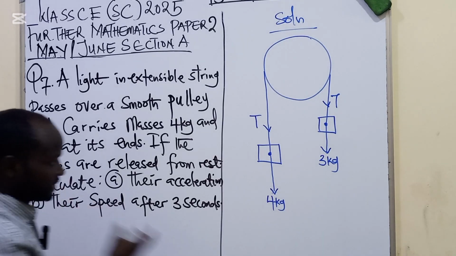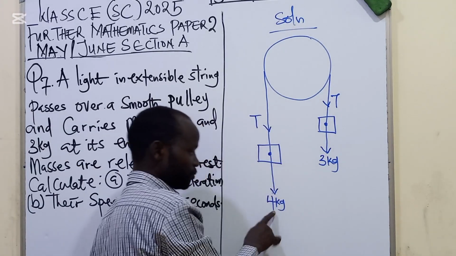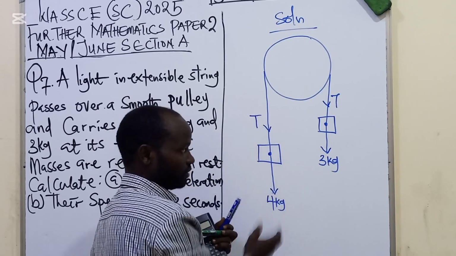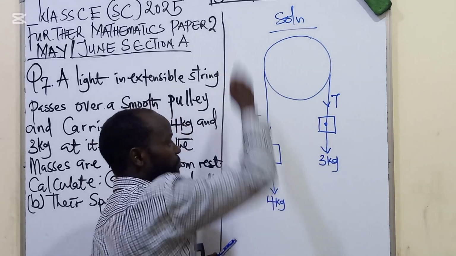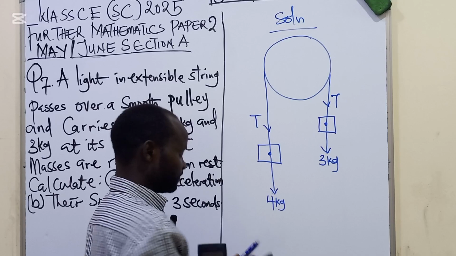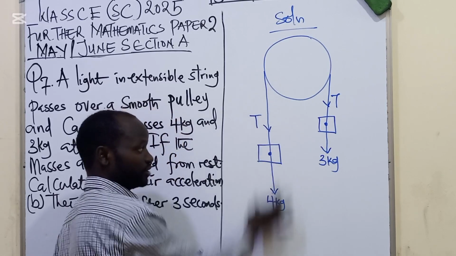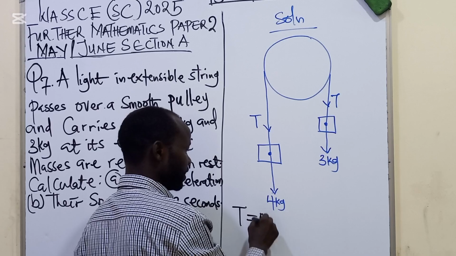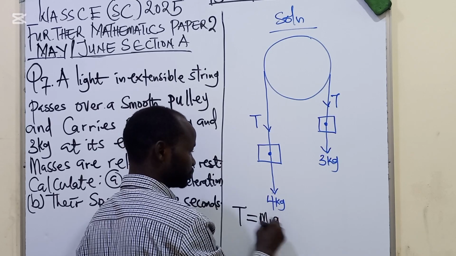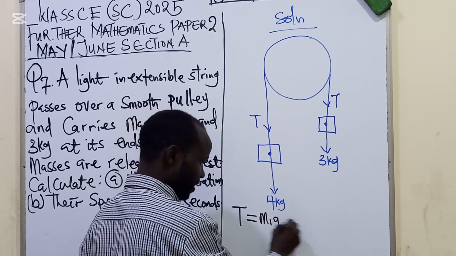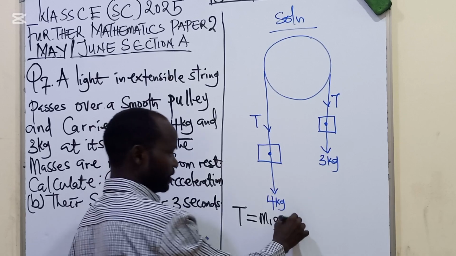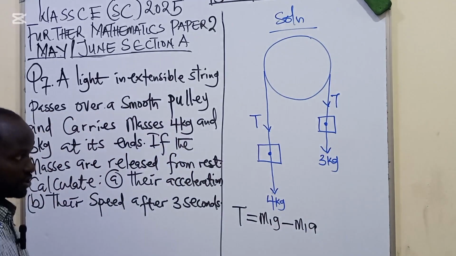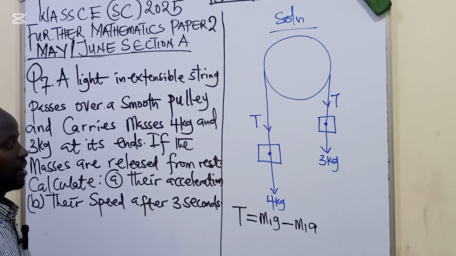We have to understand that the downward force now, which is 4 kg, will pull it down because of the weight. Then this one will go up. So the tension in this downward force will be T, which is equal to m1 multiplied by the acceleration due to gravity, g, minus, because of the downward force, m1 multiplied by the acceleration, a. This will be the tension in the downward force.